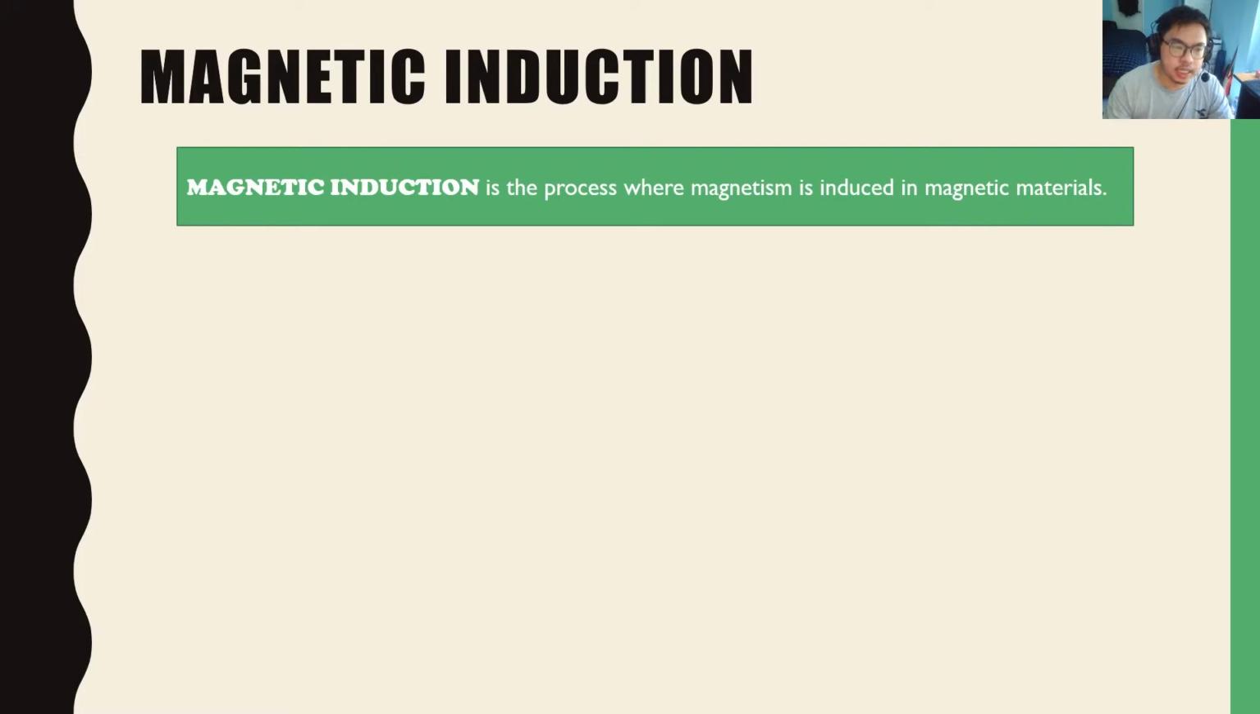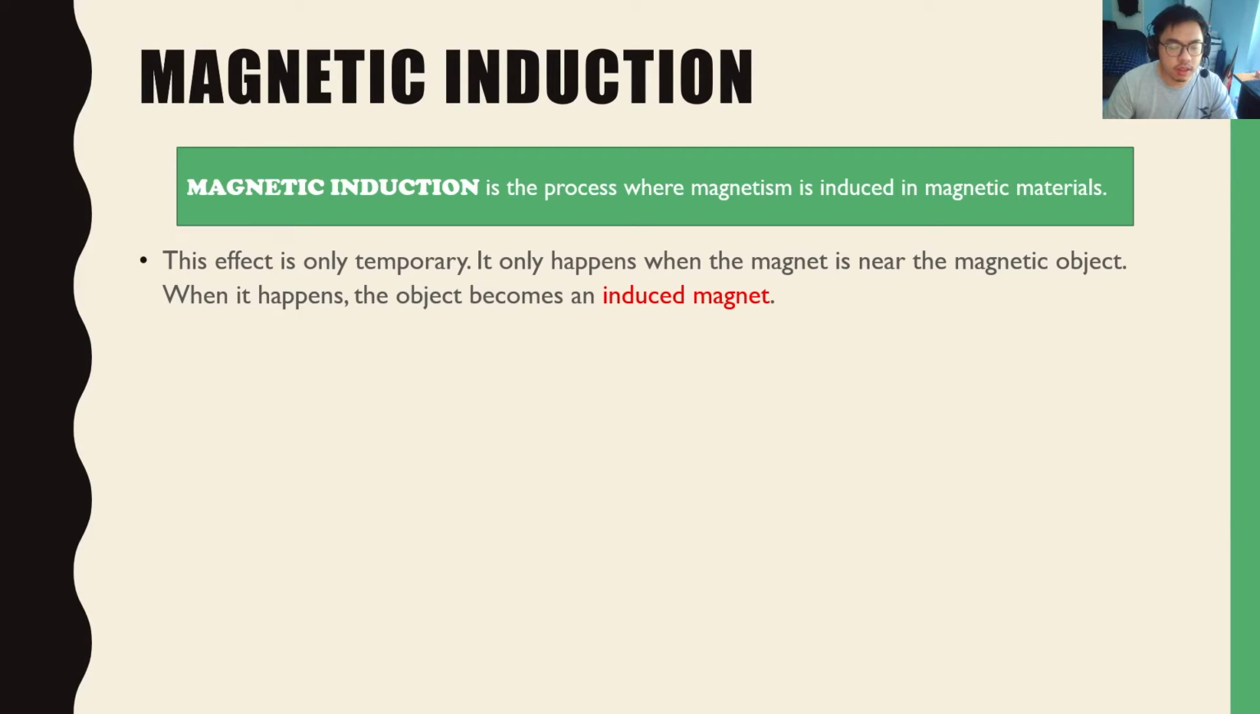So magnetic induction is a process where magnetism is induced in magnetic materials. So it's where magnets lend or influence the magnetic materials to have magnetism, but they only become temporary magnets. So this effect is only temporary. It only happens when the magnet is near the magnetic object. When it happens, the object becomes what we call an induced magnet. So an induced magnet is basically just a temporary magnet.